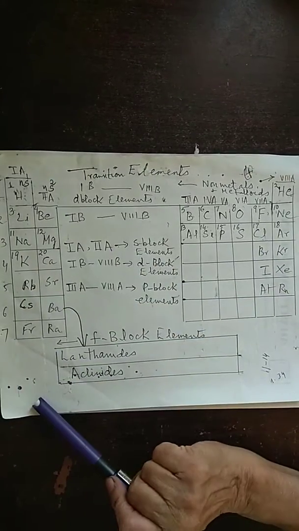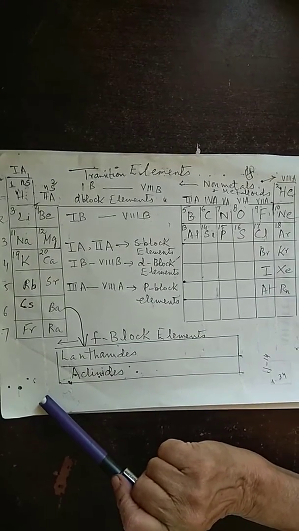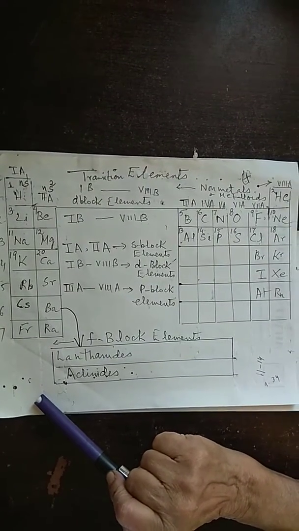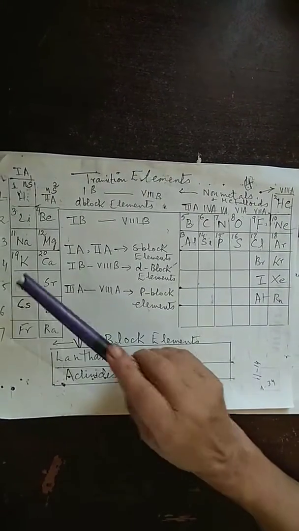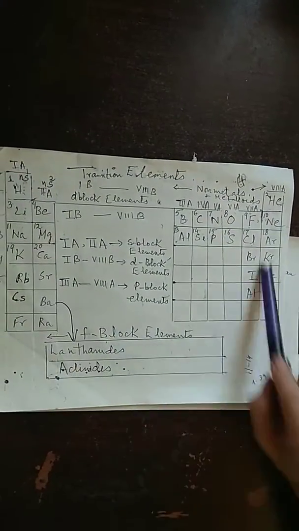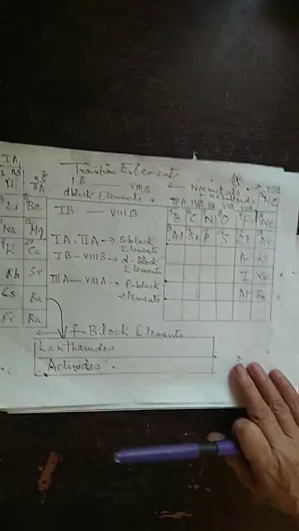So 1A group elements are commonly known as alkali metals. Why are they called alkali metals? Because these elements react with water to produce an alkali, like Na reacts with water to produce sodium hydroxide, which is water soluble. Inshallah, we will study these groups later on one by one in detail.